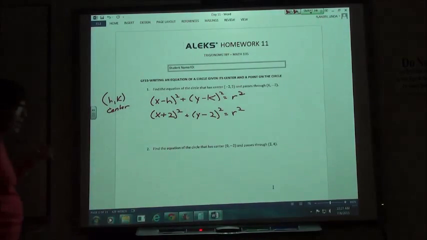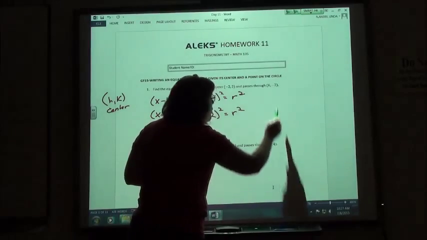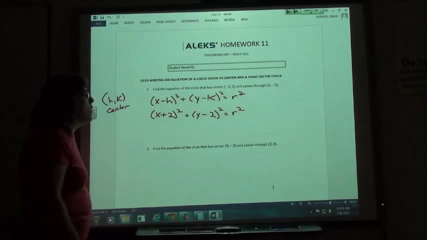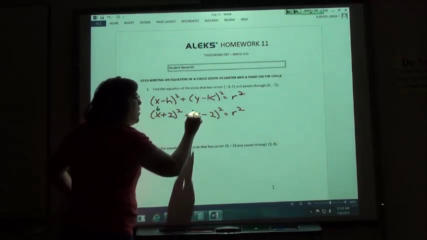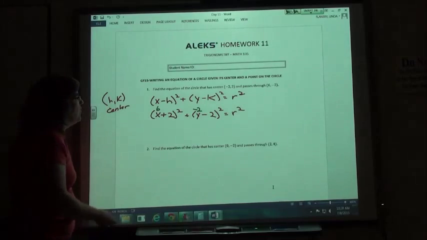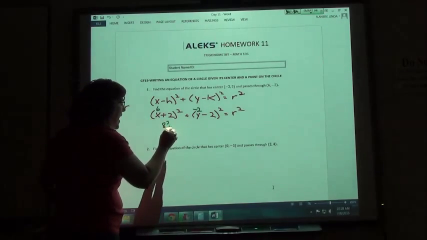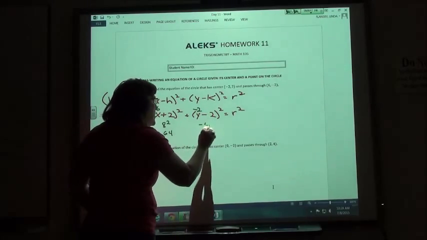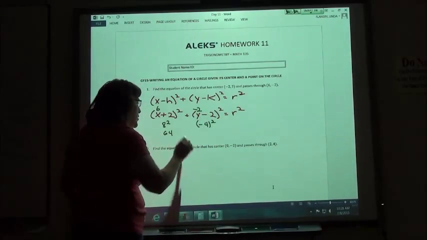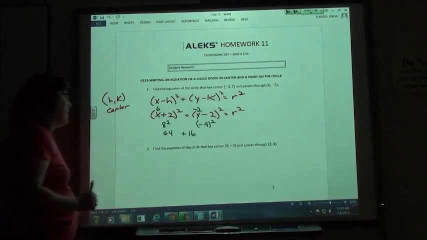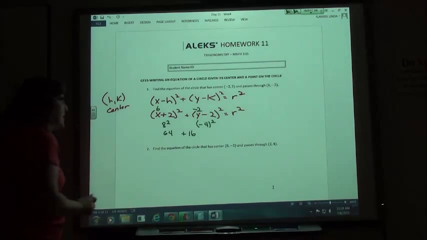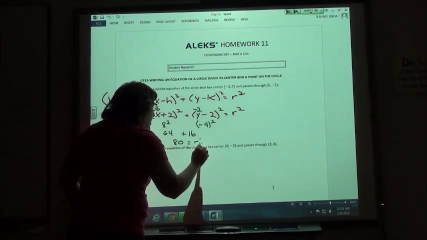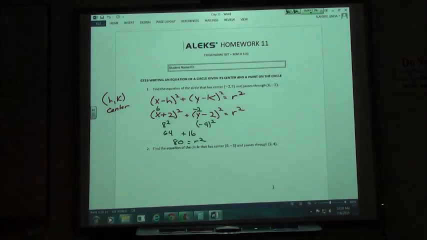So what we're going to do then is once we have that, we're going to use the point that it goes through in for the x and the y in order to find r squared. So x is 6, y is negative 2. We're then going to solve this. 6 plus 2 is 8, 8 squared, 64. Negative 2 plus a negative 2 is negative 4. Negative 4 squared, 16. So we're going to add 64 and 16. 80 is going to be the value for the r squared.